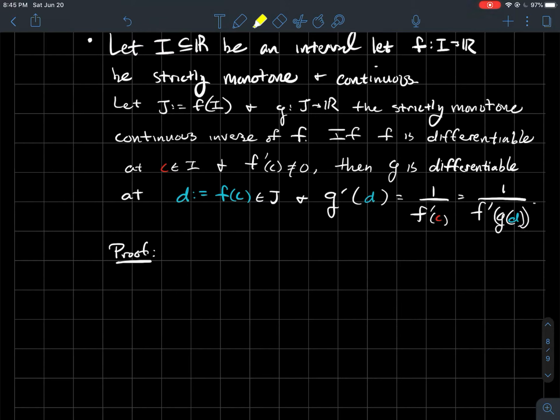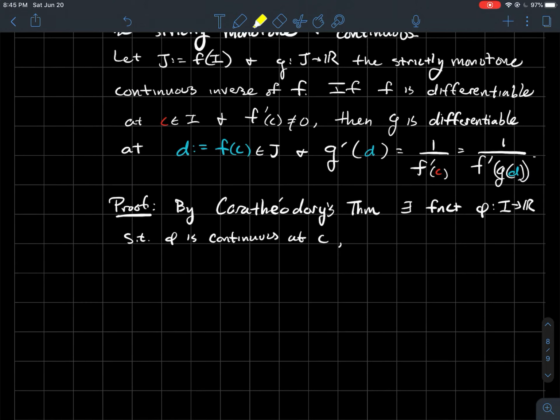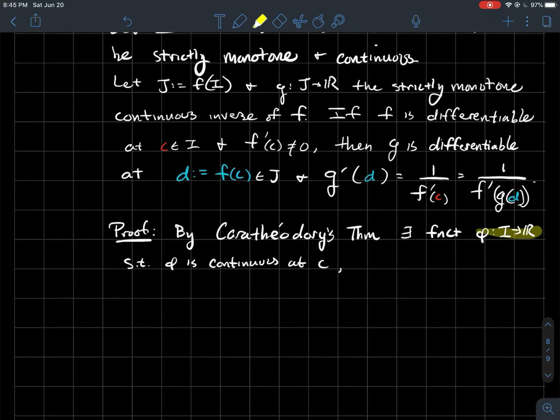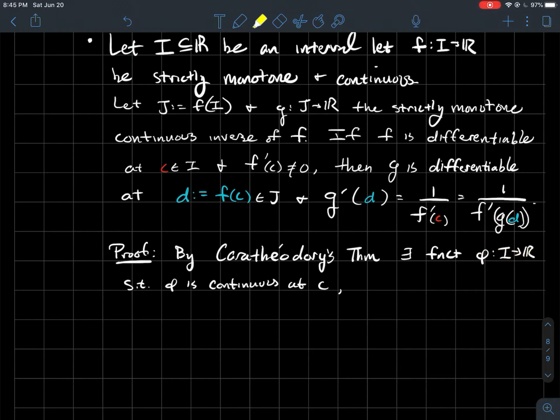What does the proof of this look like? We're going to try and prove that this function g is differentiable at this point, f of c. To do that, we'll use Caratheodory's theorem. By Caratheodory's theorem, there exists some function phi whose domain is the same domain as f, so this interval I, and I know that phi is continuous at c. And remember, this phi satisfies a functional equation, which looks like maybe the point-slope form of a line, where these are the y values, this is the difference in the x values, and that's supposed to be the slope. So phi satisfies that equation for all x in the interval I. And then finally, phi evaluated at c is just the derivative at c.